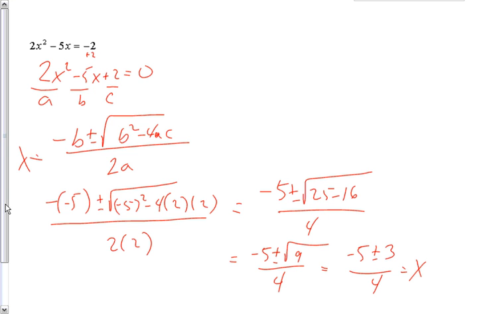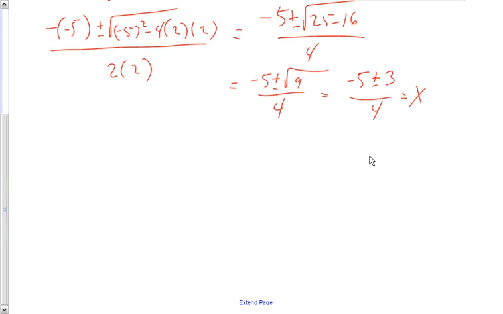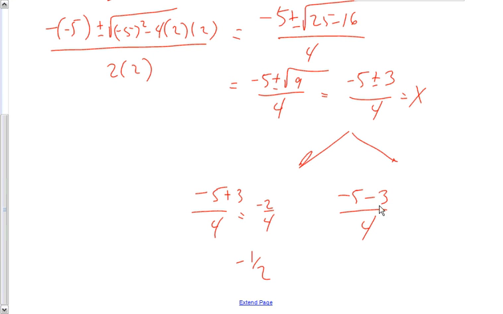Now, people like to leave it that way. Not good. You can split this. You know the answers. It's negative 5 plus 3 over 4 and negative 5 minus 3 over 4. Negative 5 plus 3 is negative 2 over 4, aka negative a half. Negative 5 minus 3 is negative 8 over 4, which is negative 2. x equals those two numbers.